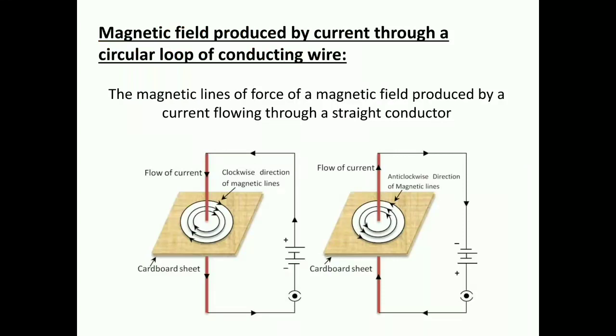Magnetic field produced by current through a circular loop of a conducting wire. We learned about the magnetic lines of force of a magnetic field produced by a current flowing through a straight conductor. Let's see what happens to the magnetic lines of force when we bend the conductor in such a way that it forms a loop.